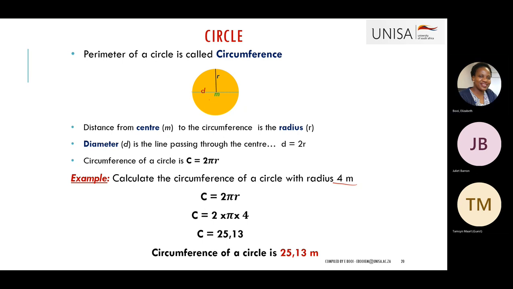So we are told what the radius is. We just come and substitute into our formula. C is equal to 2 pi r. C is equal to 2 times pi times 4. Remember to use the function from your calculator.